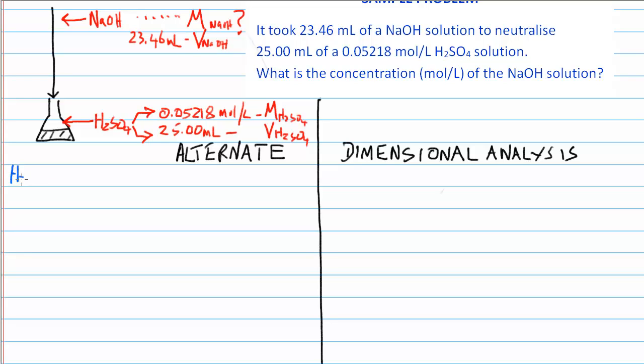So we have sulfuric acid reacting with the sodium hydroxide, and the products will be the salt, Na2SO4, sodium sulfate, and water. Now, we've not yet balanced this reaction.